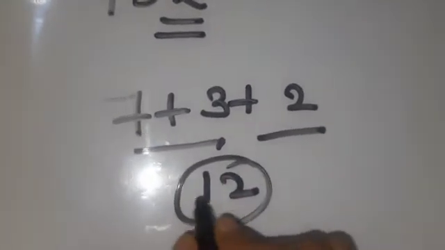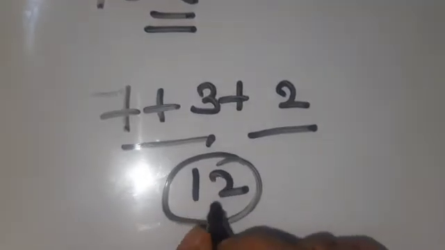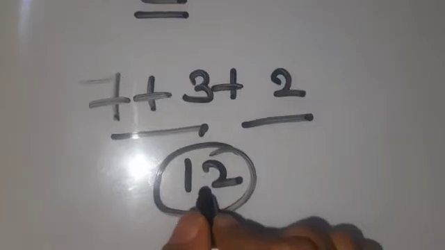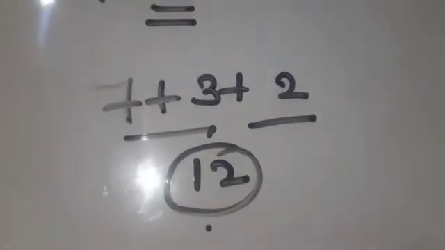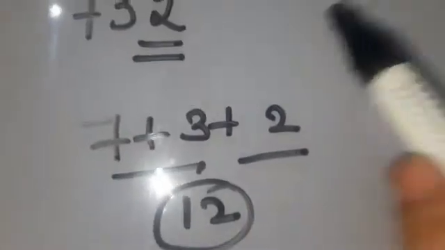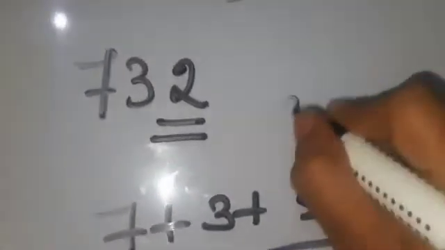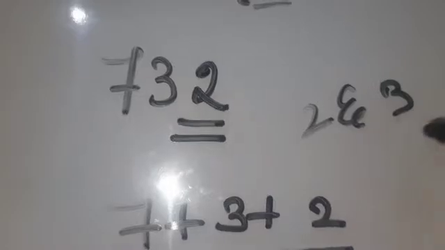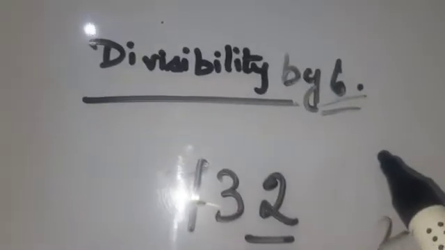The sum of the given digits is 12. So, this 12 comes in the 3 table. The given number is divisible by 2 and 3. So, this can be easily divisible by 6 also.